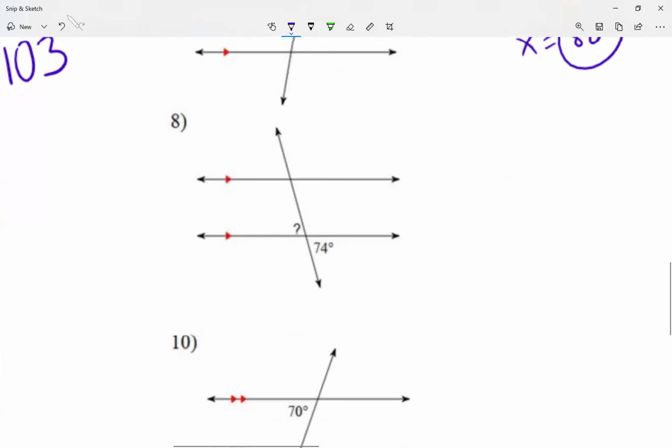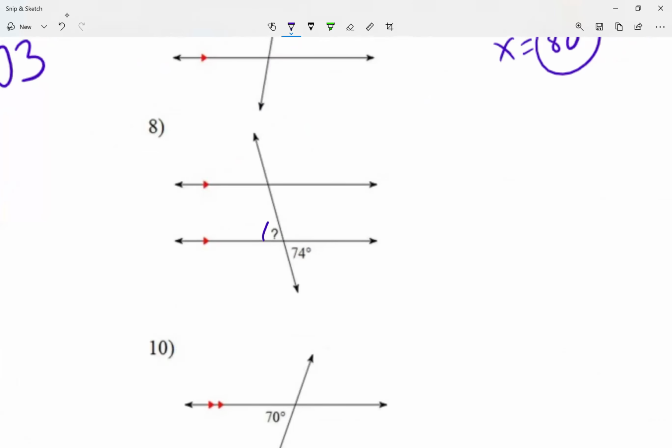So let's take a look at number 8. This angle and this angle. Are they equal to each other, or do I add them up and equal 180? So is that angle 74 or 106? Well, in this case, I have vertical angles, right? Because there's an X form, angles are opposite. Vertical angles are equal to each other. So one of them is 74. I'm going to say the other angle is also 74.